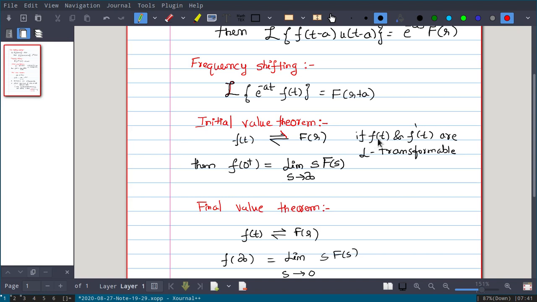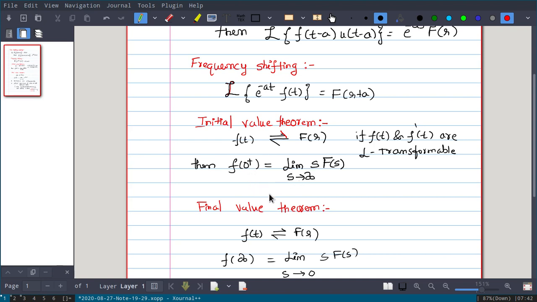Also, the condition is that f of t and f dash of t both are Laplace transformable. Then f of 0 plus, the initial value of the function you want to calculate, you can do if you know the Laplace transform. Write F of s, multiply it by s, and take the limit s tending to infinity; that is nothing but f of 0 plus.